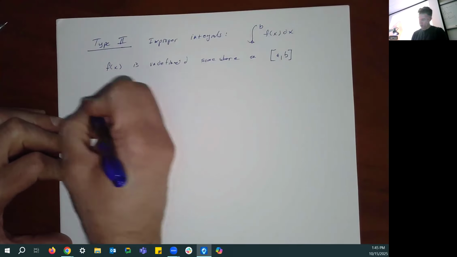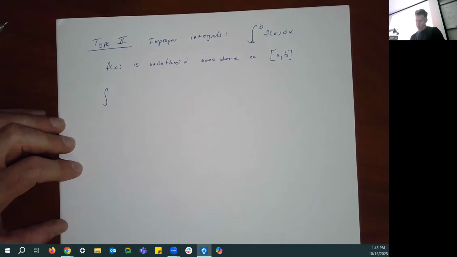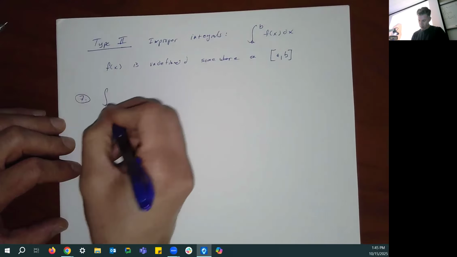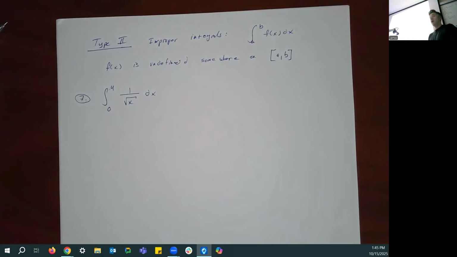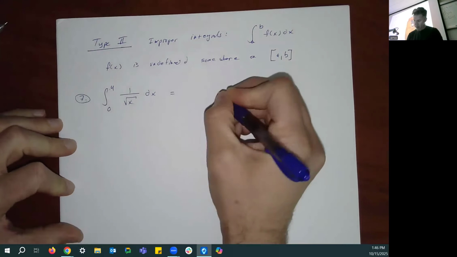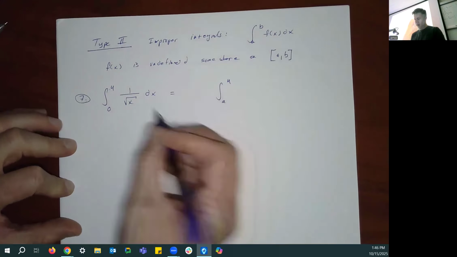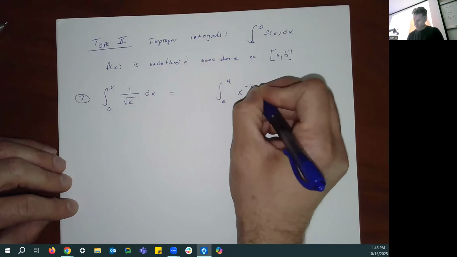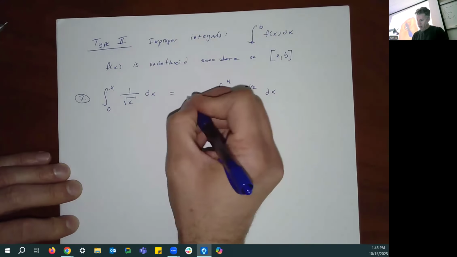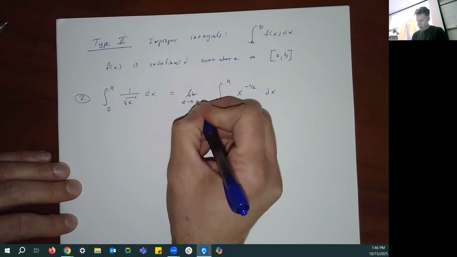But let's look at this first one we've got here. It's the integral from 0 to 4 of 1 over the square root of x dx. And this function is undefined at 0. So we have to replace the problem, right? It's always dealing with the problems, whether they're infinities or places where it's undefined. Every problem value gets replaced with an a or a b. So we're going to rewrite this as the integral from a to 4. Let's rewrite the function as x to the negative 1/2, and then take the limit as a approaches 0.